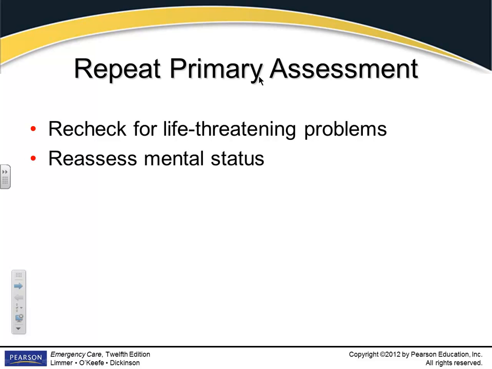Looking for life-threatening problems. You're also going to reassess their mental status. Mental status is one of those things that's very indicative of how your patient's doing. If they had a decrease in mental status, that would be a very bad trend. And sometimes it's a subtle decrease. And part of that communication that I was just talking about in your reassessment is where you're going to pick up the fact that they have a very gradual diminishing of their mental status.